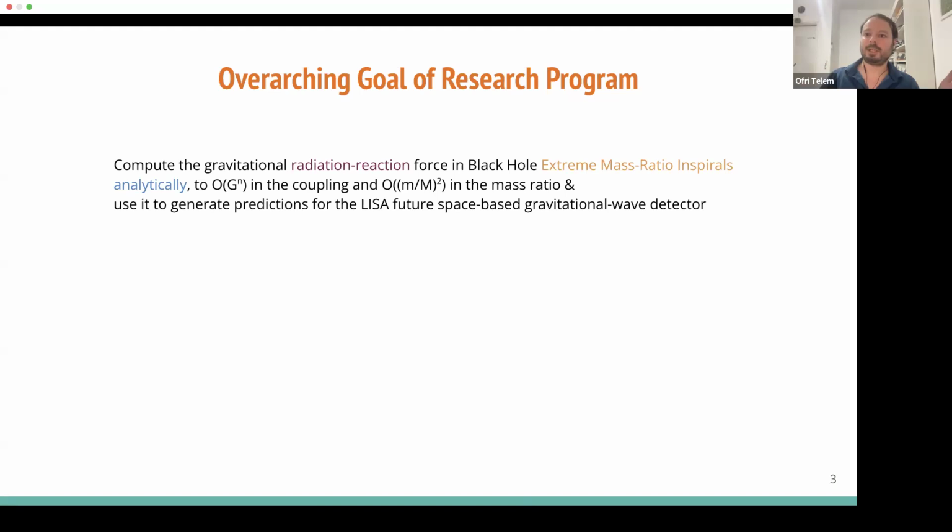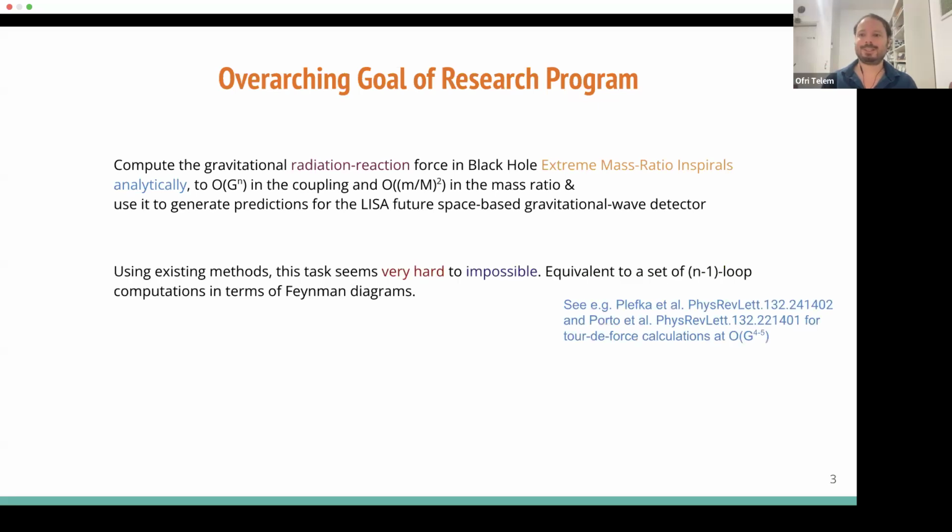Now, for people outside of this field, this might seem like a task that is unclear whether it's very hard or very easy. So to give you the context, this is a very hard to impossible problem that we're trying to tackle here. Each order in G gives us another loop order if we were trying to compute it with Feynman diagrams. There are current modern tour de force calculations at order G to the 4 or 5, and these take a huge amount of effort. This is equivalent to very hard things that people compute in perturbative QCD, for example.